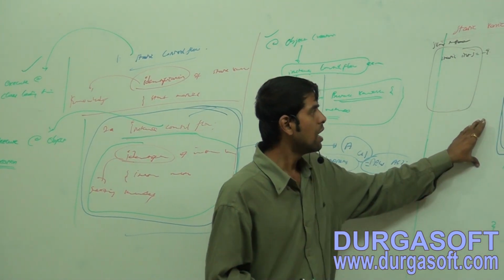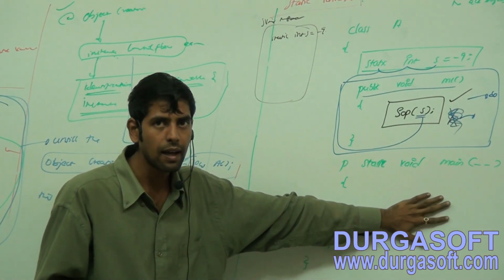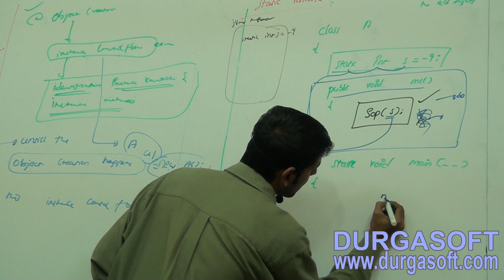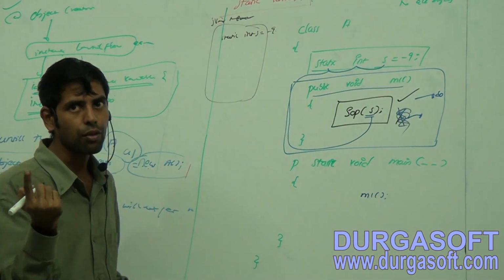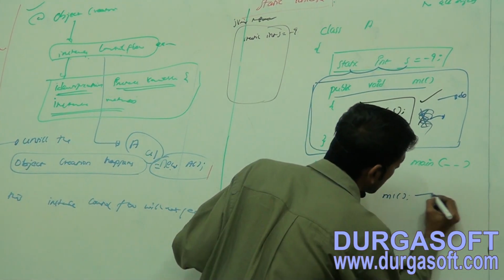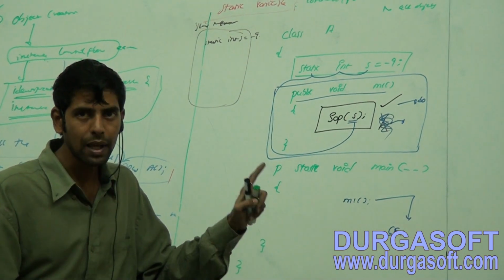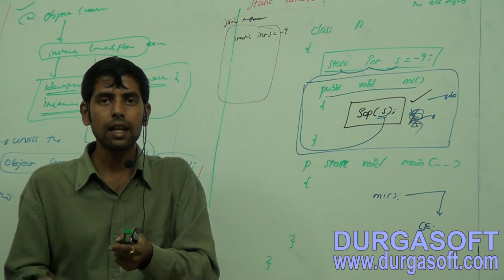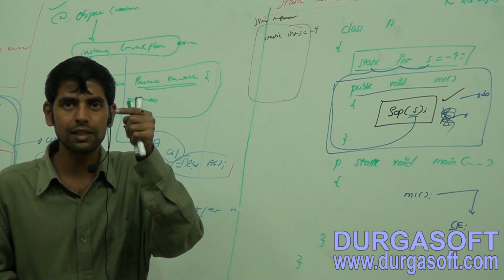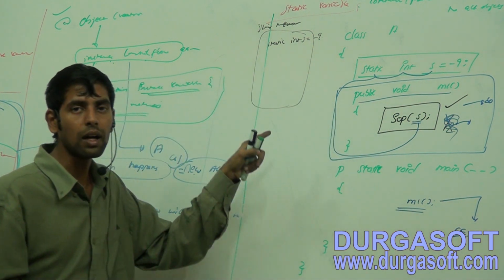How to access or call this public void m1 method at this area? How can I call it directly like this, m1 method? No. If you do like that, it will give a compile time error at this line only. As what? Non-static method or context cannot be referenced from static context or static area. Observe here. What is that? This is not a variable, friends. It is a method.